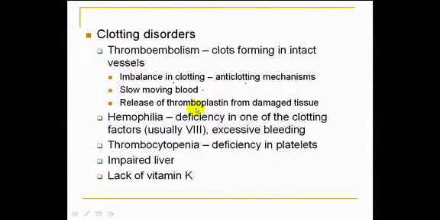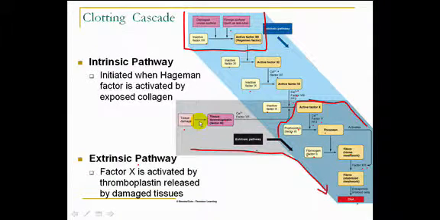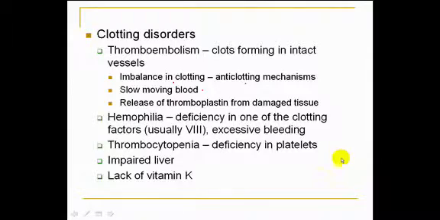Now the other thing that can happen is sometimes when people suffer trauma or tissue gets damaged, like if you have surgery, sometimes after surgery you're at a higher risk for forming clots. Or if you get in a car accident, where you might not be hemorrhaging, but later on you start forming clots spontaneously. If tissue gets damaged, you might release a lot of thromboplastin, and sometimes that thromboplastin can diffuse into the blood and trigger this clotting cascade. So, the release of thromboplastin from damaged tissue.